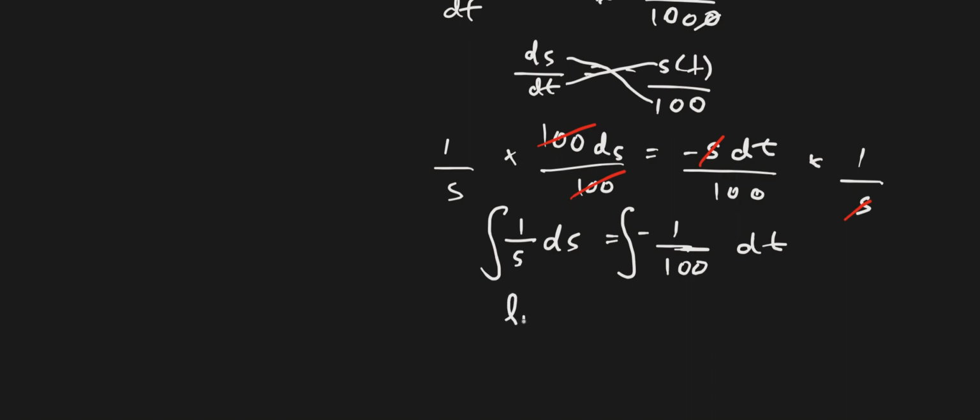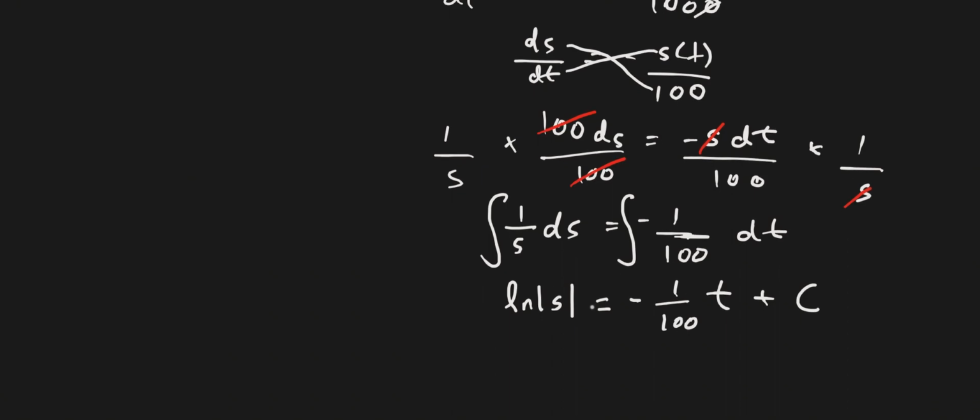This is going to be the natural log absolute value of S is equal to negative 1 over 100 t plus the constant of integration. Let me write this neater. So this is going to be t plus the constant of integration. Let me double check to make sure my work is all correct. So -1 over 100 t. Yeah, this is right.